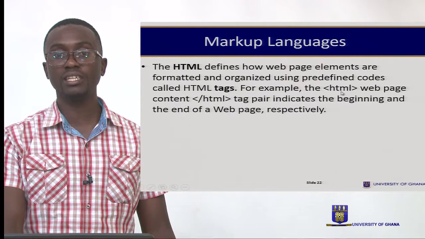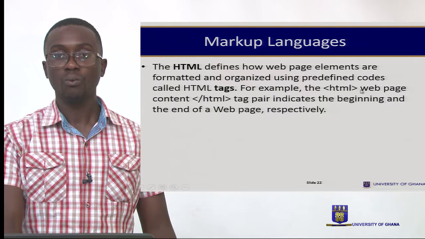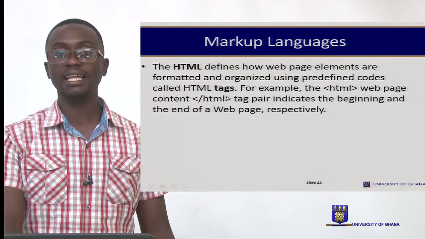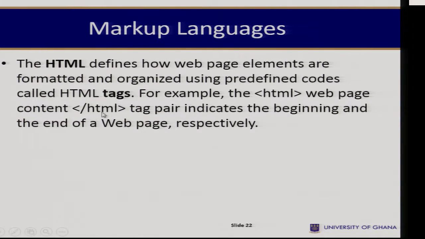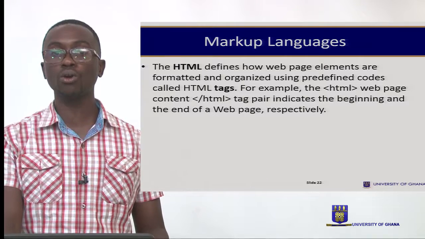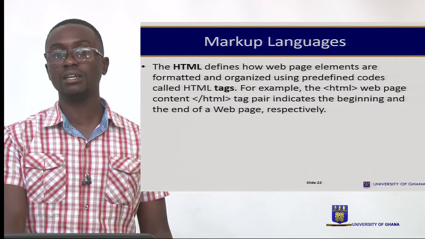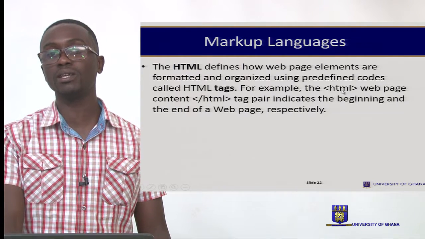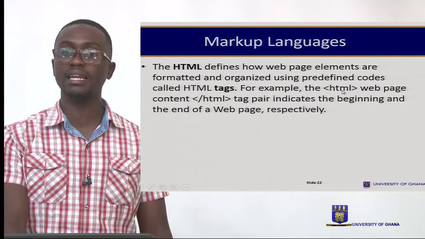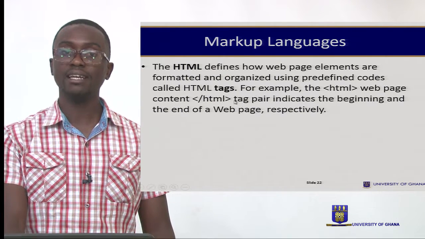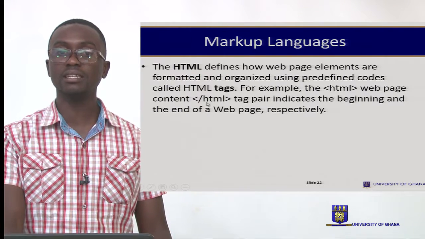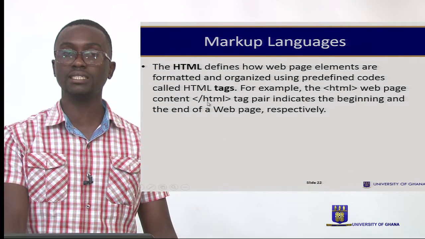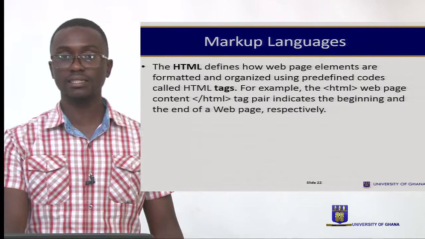So we have HTML, web page content, and then another HTML. Now we realize that the final HTML has a / after the less than sign, which indicates the closing tag. So as mentioned, we have pairs of tags. The opening tag, which is the HTML with the less than and greater than symbol, and then the closing tag is the same thing, but this time around has a / right after the less than sign.